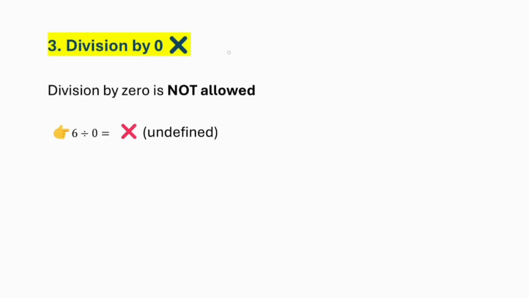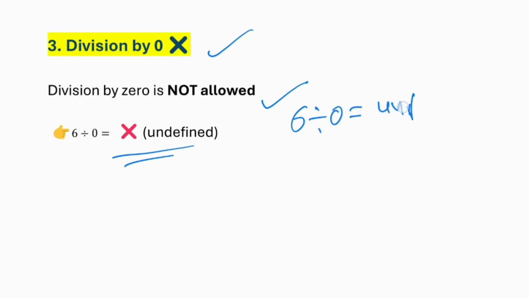And the third one, division by 0. If any number is divided by 0, that is undefined. For example, 6 divided by 0 is equal to an undefined value. Can't measure.